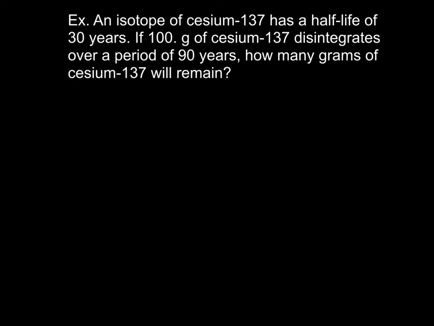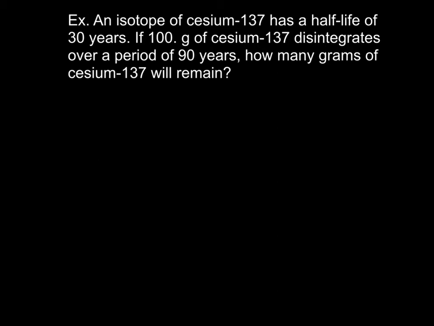Okay, I'm assuming you listened to me and you've got this problem down in your notebook. Let's take a look. We have this isotope of cesium-137. It has a half-life of 30 years. If a 100-gram sample of cesium-137 disintegrates over a period of 90 years, how many grams of cesium-137 will remain? Well, our first order of work here is to figure out how many half-lives we have gone through for a period of 90 years.